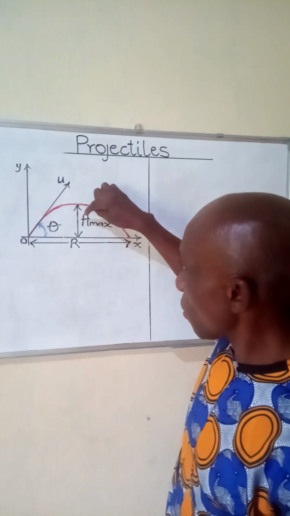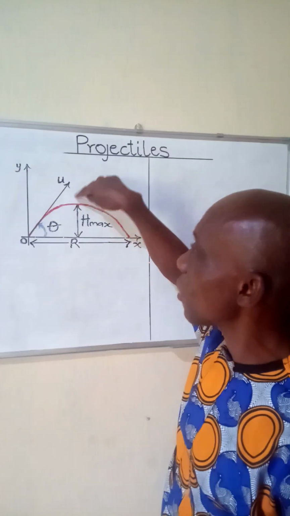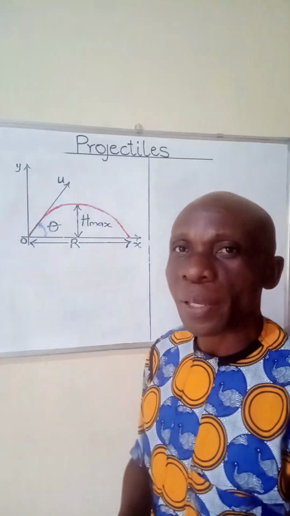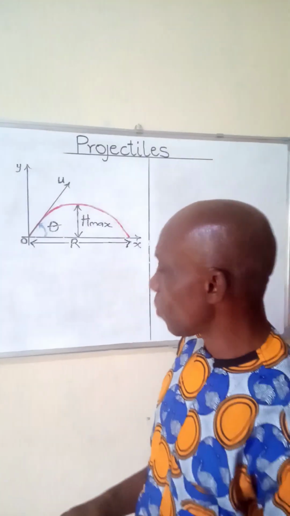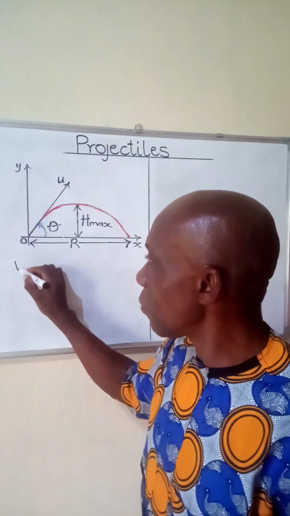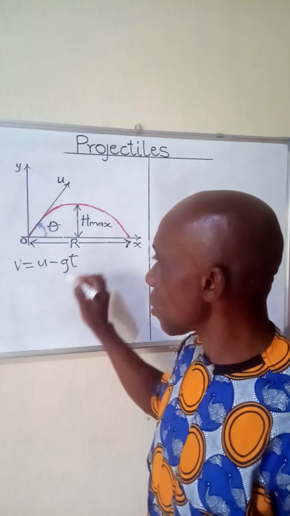And at this point, you see this H marked. It is assumed that the object attains maximum height at this point. So we also derive an equation that will be applicable to help you calculate the maximum height of a projectile. Before then, let's recall from our previous video, we have that v equals u minus gt.